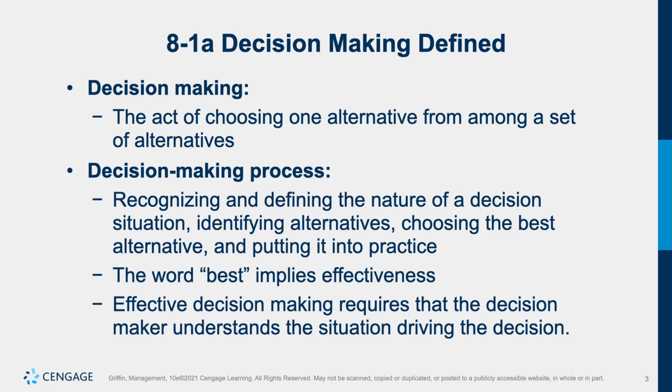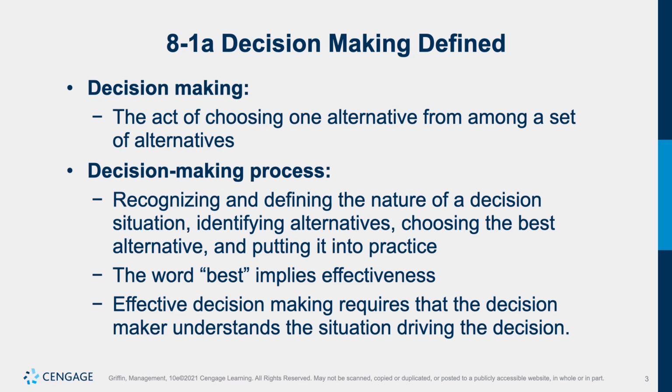So, what's the decision making process all about? It's about recognizing and defining the nature of a decision situation. What are the variables affecting that situation? What exactly are the motivations for that decision making situation? Then you can identify what the alternatives are and choose what the best alternative is, given what the situation is and what information you have available to you out of the available information, right? And putting that into practice.